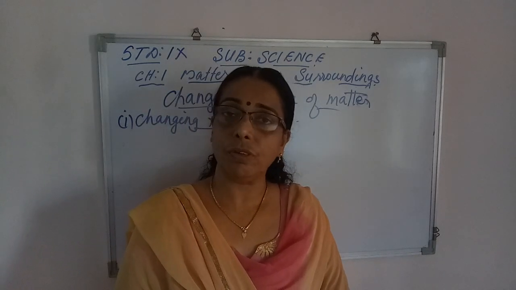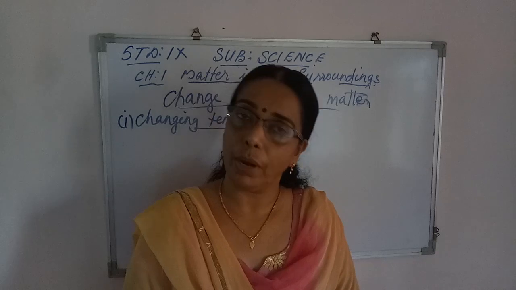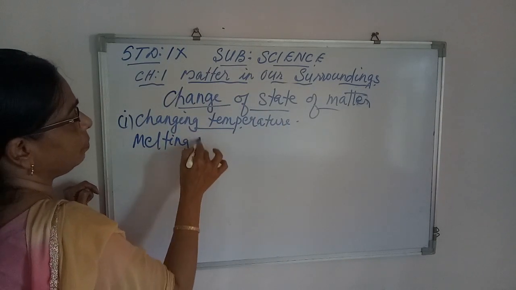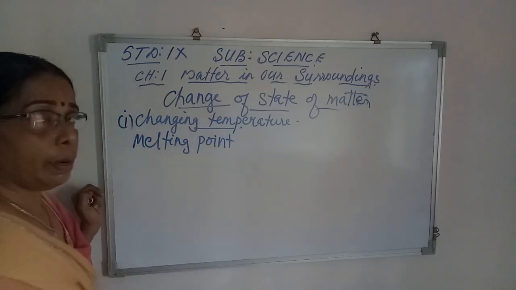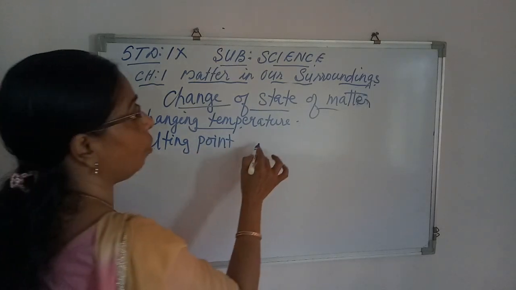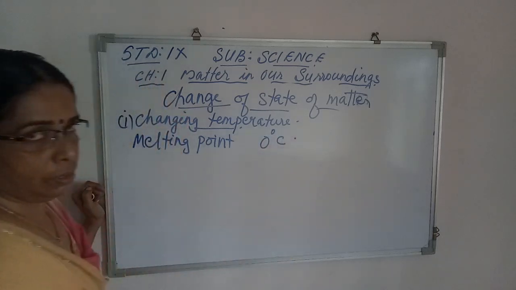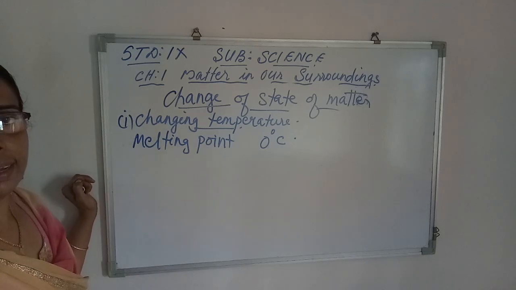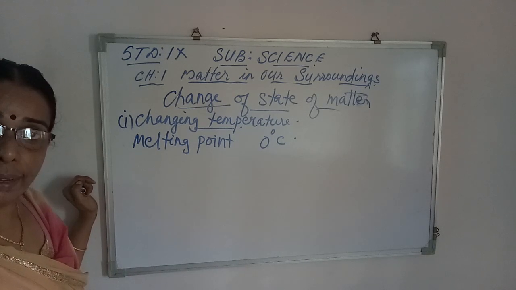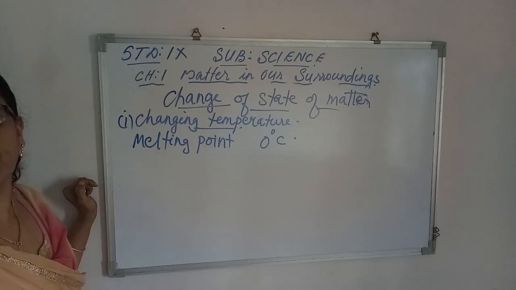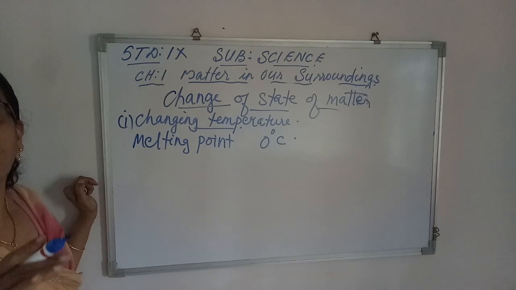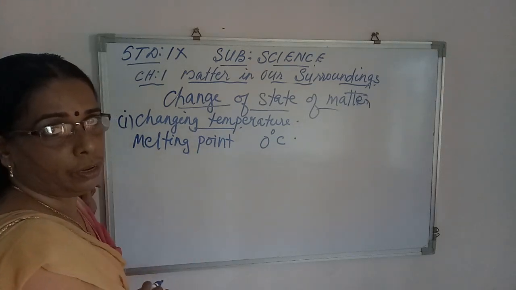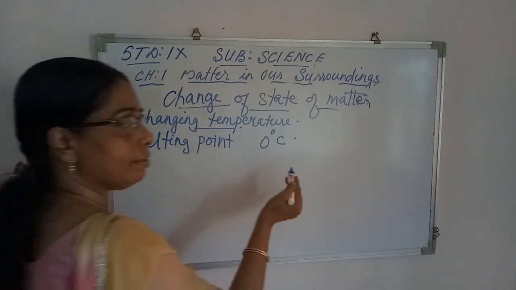This temperature is called the melting point. And you know that the thermometer will show a temperature of 0 degree Celsius. That is, 0 degree Celsius is the melting point of ice. Then what is melting point? The temperature at which a solid substance converts to liquid state at atmospheric pressure is called the melting point. The melting point of ice is 0 degree Celsius.